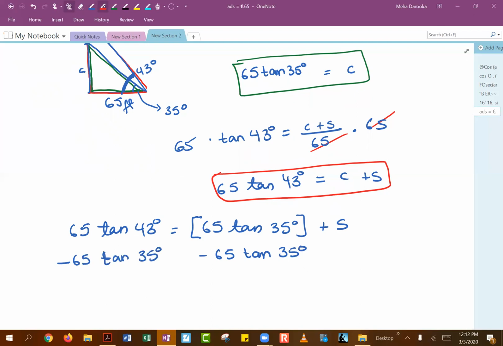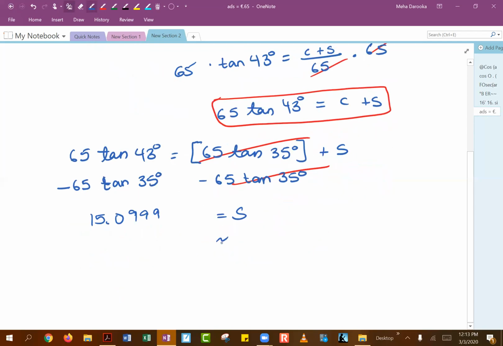So anybody have the answer for S? Okay, so you're doing 65 tangent of 43 minus 65 tangent of 35. There we go. Alrighty, so 15.0999. Okay, and this is the height of the steeple. And what's our unit of measurement again? Feet.